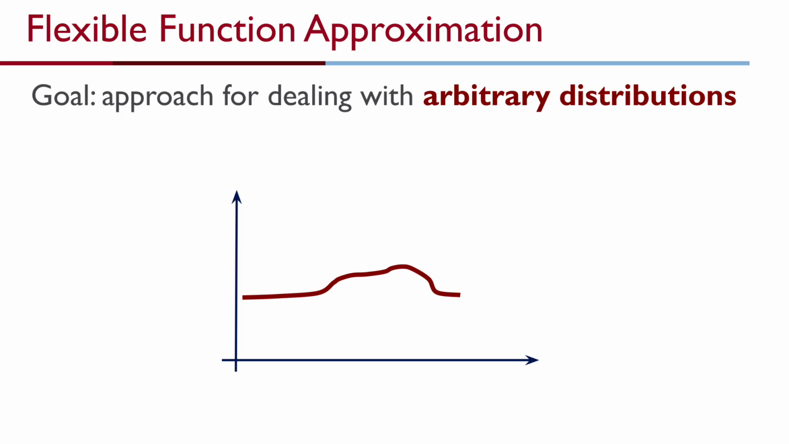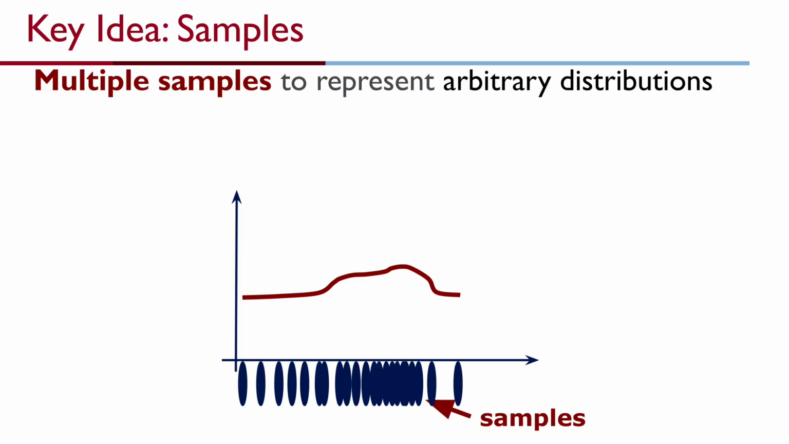This is where particle filters become extremely powerful. Unlike Gaussian filters, particle filters do not assume any specific shape. Instead, they use a non-parametric representation of the belief. The key idea is simple. We represent this arbitrary distribution using multiple random samples. Imagine that the red curve is our true probability distribution. We generate many samples scattered along the x-axis. Areas with many samples correspond to regions of higher probability. Areas with few samples mean lower probability.